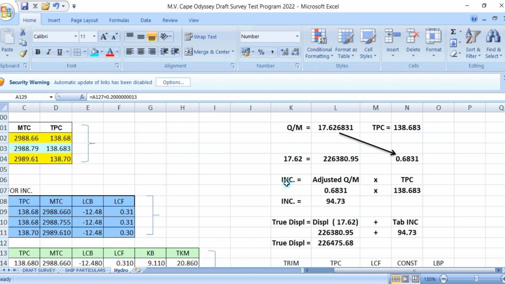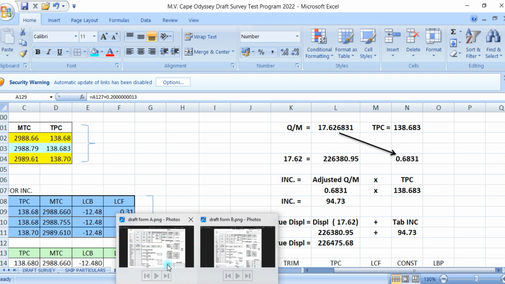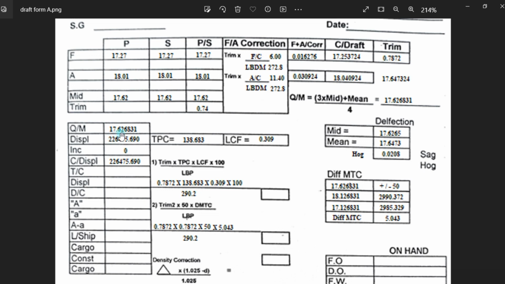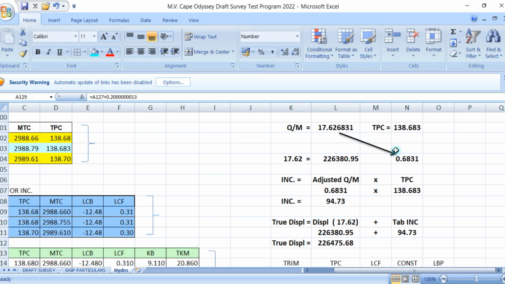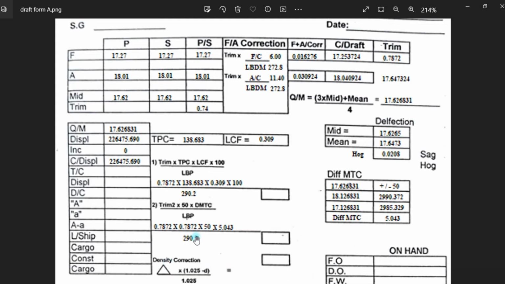Take note, this is our quarter mean, 17.626831. Okay, and we'll check. That is 17.626831. And the TPC of this quarter mean is 138.683. Okay, the quarter mean check, TPC is 138.683. Okay, so that is the quarter mean.